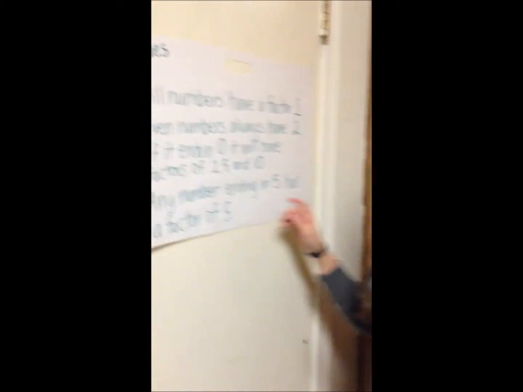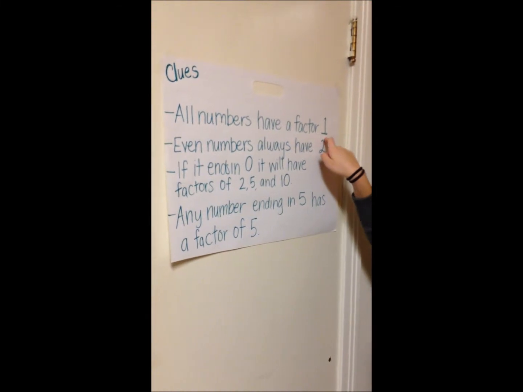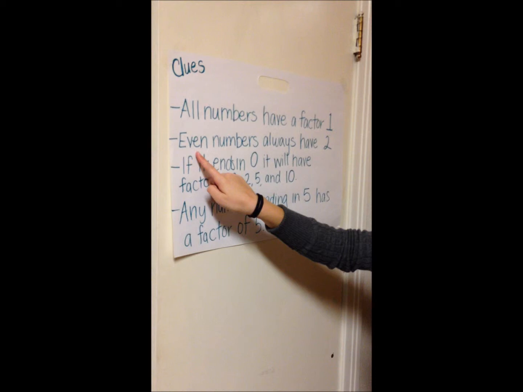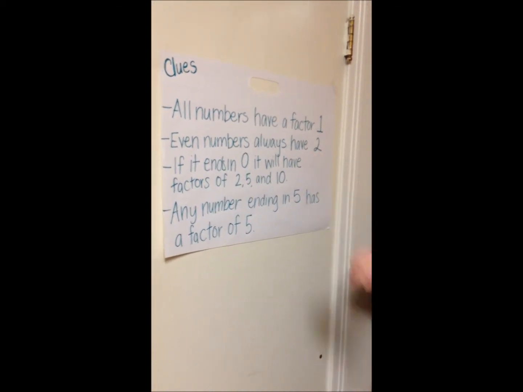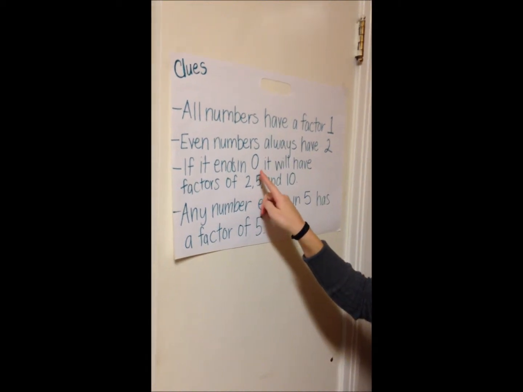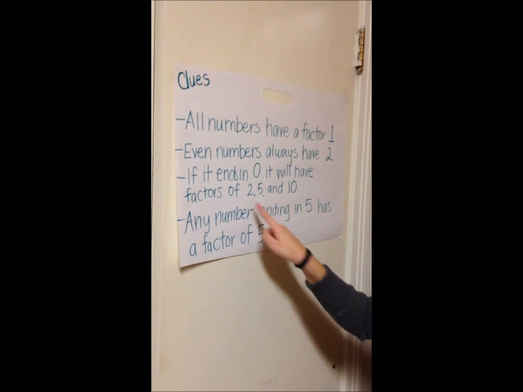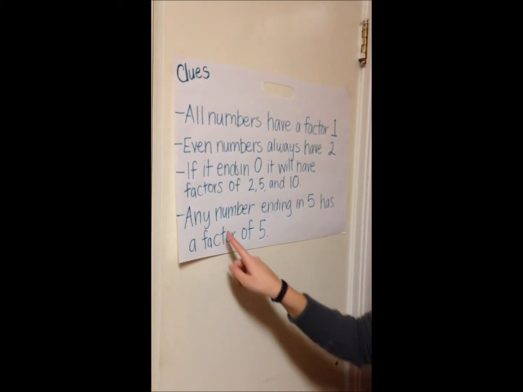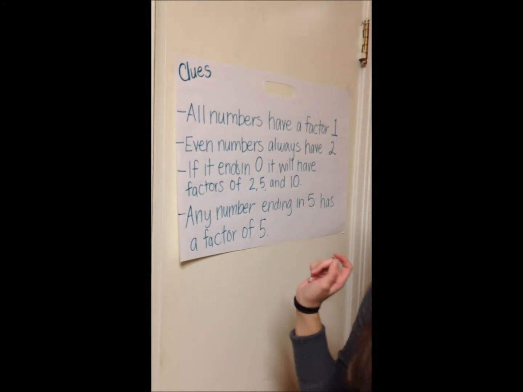Okay, now we have some clues to help you when you're factoring. First off, all numbers will always have a factor of 1. Eventually we'll get to where we won't even have to write 1 because we know that already. Our second clue, even numbers will always have 2 as a factor. If the number that you're factoring ends in a 0, it will always have factors of 2, 5, and 10. And then our last clue, any number ending in 5 will have a factor of 5.